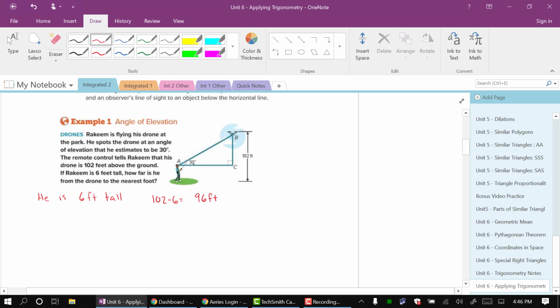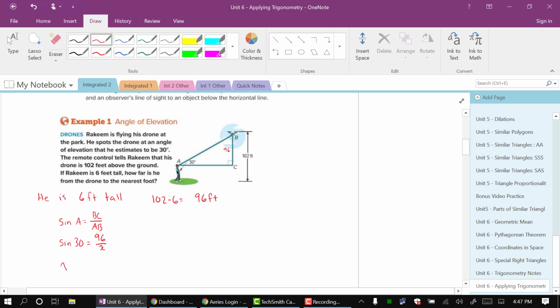So I'm here, opposite over hypotenuse. So we don't know what this is. As we said this is 96. So this is going to give me sine A equals BC over AB. So plug in our values. This gives you sine 30 equals BC, as we said, is 96 over x.